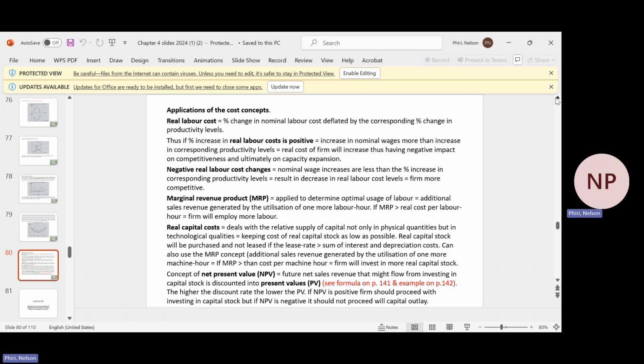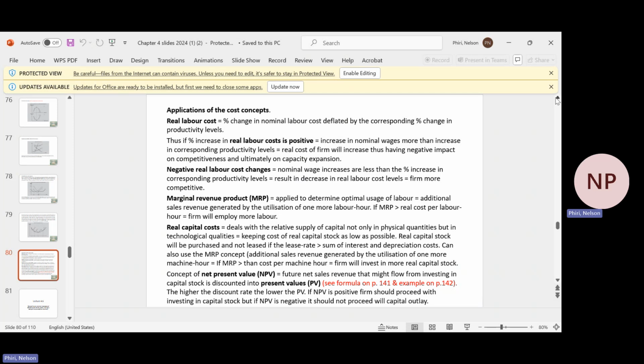Then you have your real capital cost as well. This has to do with the relative supply of capital, and the cost of capital as well. Also in this case, you can compare the marginal revenue productivity of your capital and look at the cost of your capital. You keep on utilizing more of your capital units as long as your MRP is greater than the machine cost. So that's one thing to note.